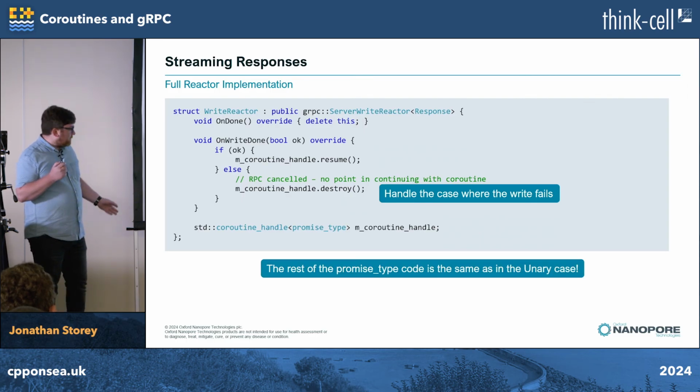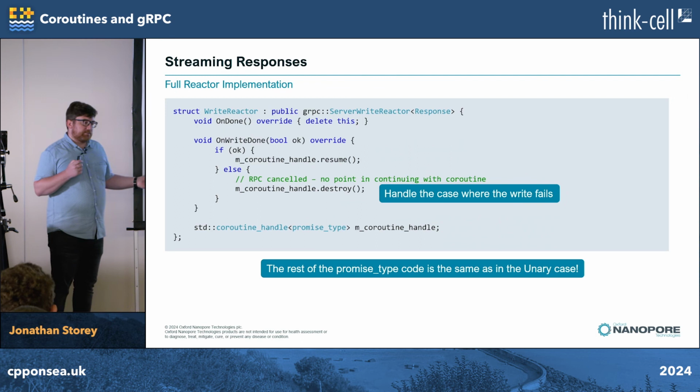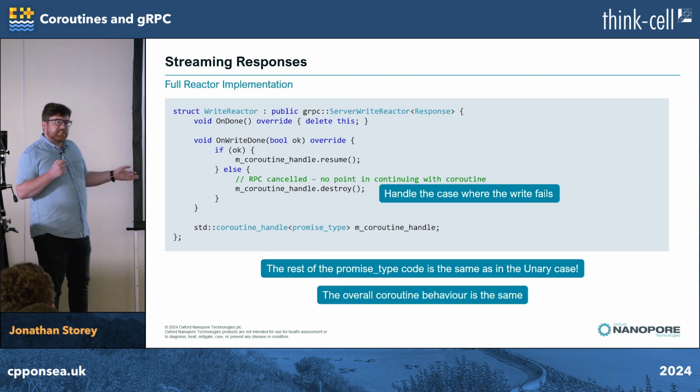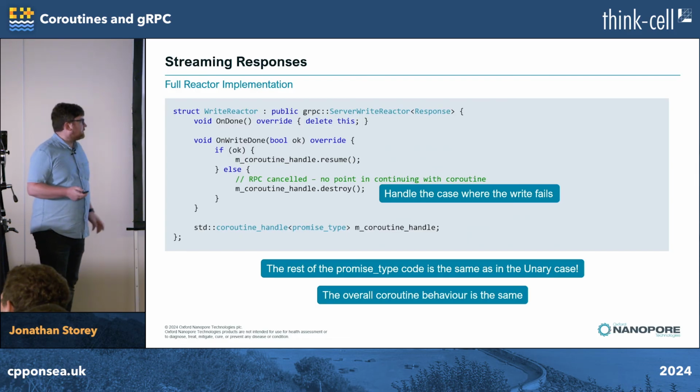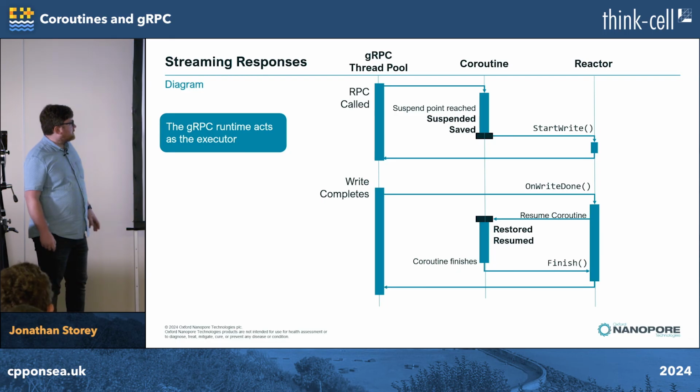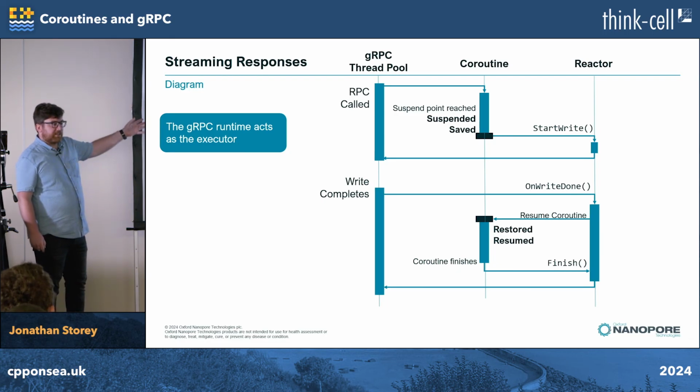The rest of the promise type is exactly the same as in the unary case. And that makes sense because the overall coroutine behavior is the same. It's the same general idea, just with a bit extra in the middle. So this is what we saw before. I'm not going to go through it again, but this is to remind you. We call start write, and then on write done, we resume the coroutine. You've seen this before.